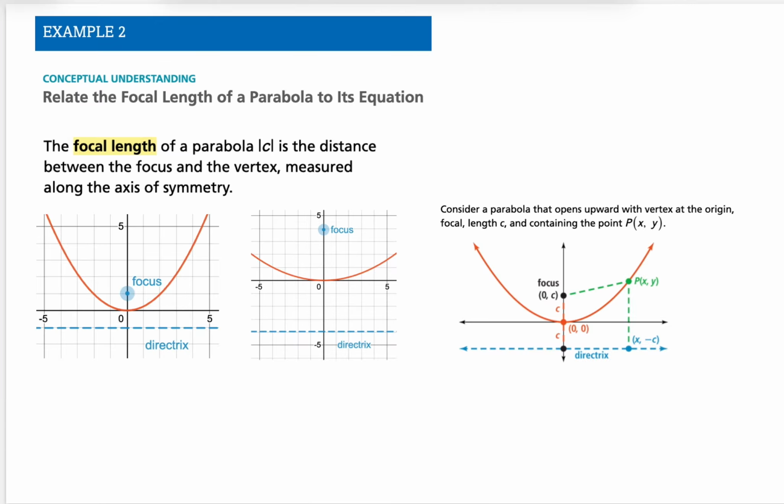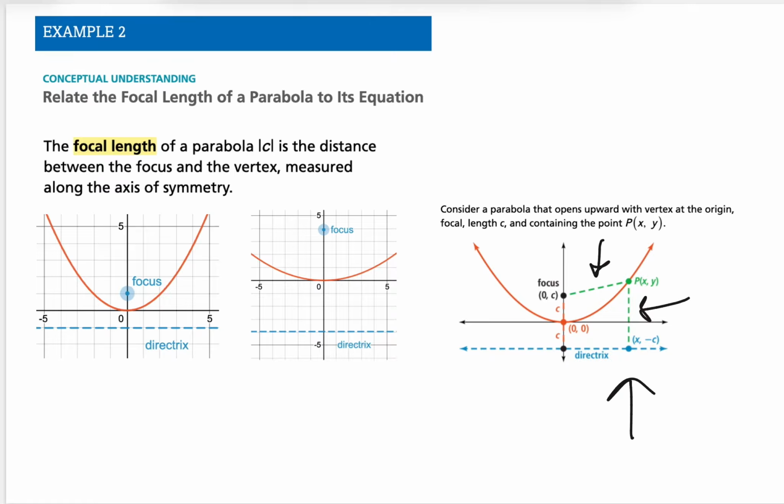So the thing that we need to understand is that the focal length of a parabola, the absolute value of c, is the distance between the focus and the vertex. And that distance from the focus to the vertex is going to be the same from the vertex to the directrix. And this illustration right here actually shows that you're always going to have an equal distance from the focus to your parabola as from your parabola to the directrix. So those 2 dashed lines right there are showing that those distances are always going to remain equal.